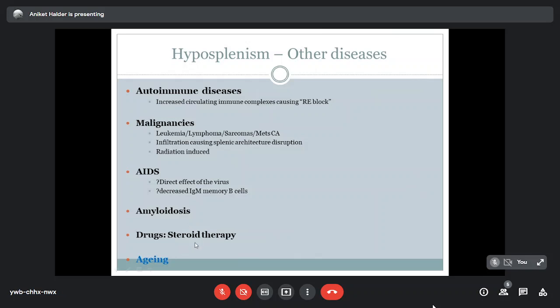Steroids can cause hyposplenism by suppressing the macrophage and the phagocytic activity of the neutrophils. Aging is also a cause of hyposplenism, in which there is usually atrophy of the splenic compartments as people age, leading to hyposplenism.